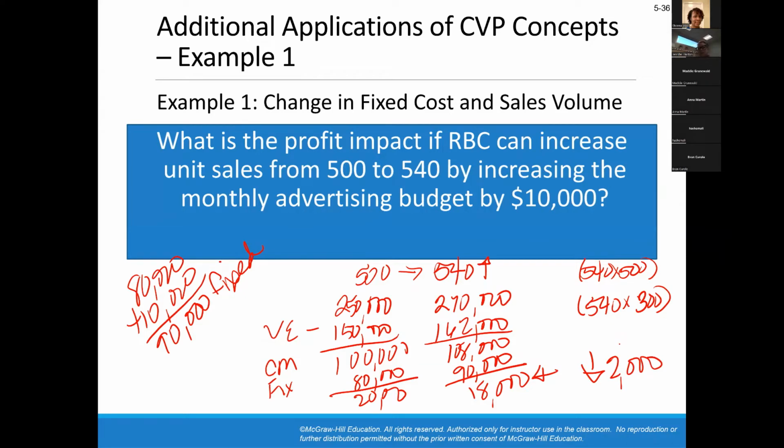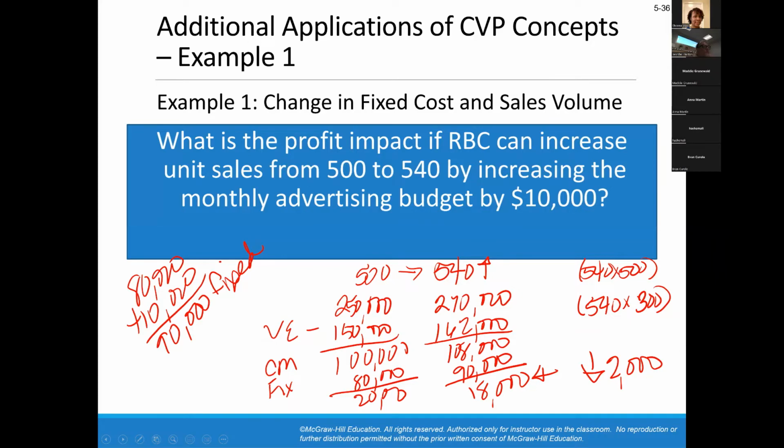So maybe we decide we don't want to do that. We don't want to increase the advertising budget by 10,000 just to sell 40 more, because then it's not going to cover the sale of those bicycles. We're going to actually have less in profit if we do that. So maybe that's not a good decision to do.